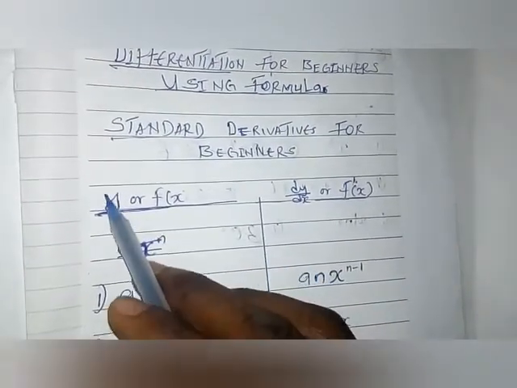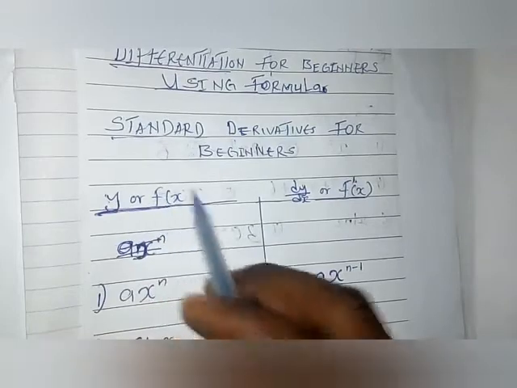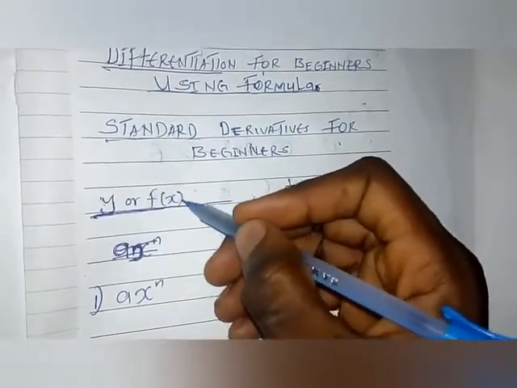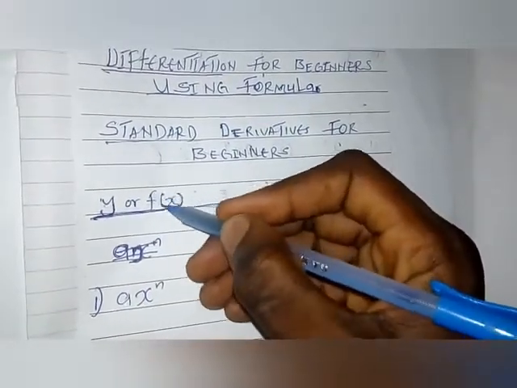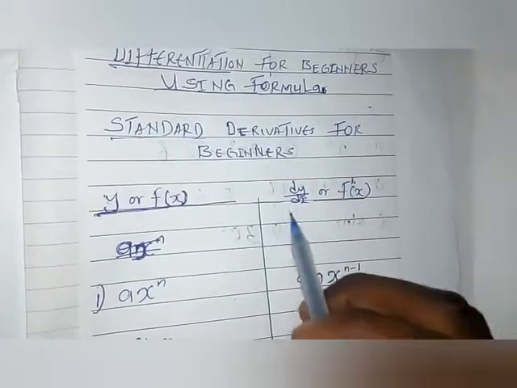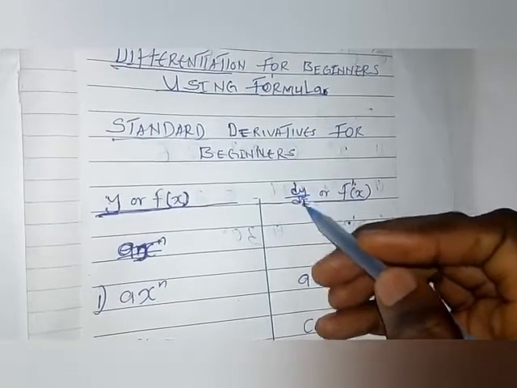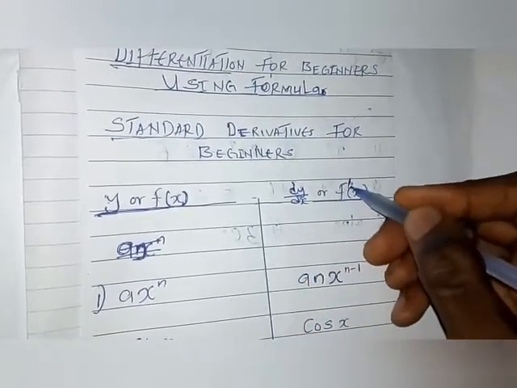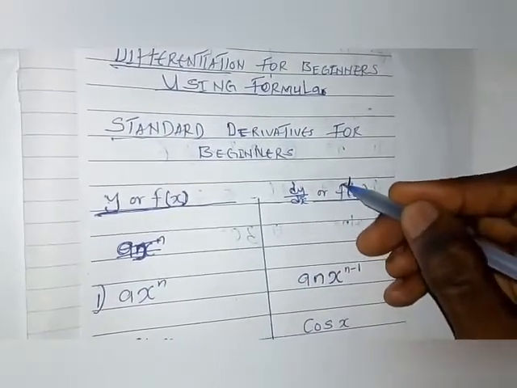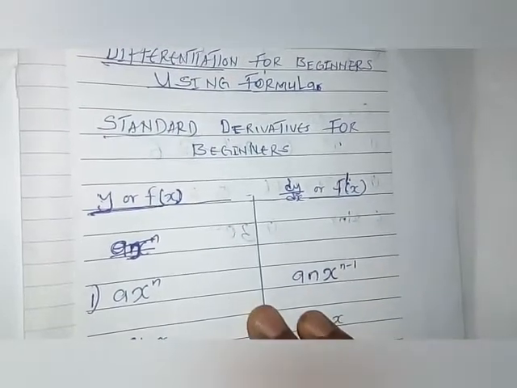If you have a function as y or f of x, and you are asked to find the derivative, that is, find the derivative. Derivative means to find the change in y over change in x, that is dy over dx, or they call it function prime, as in f prime of x.